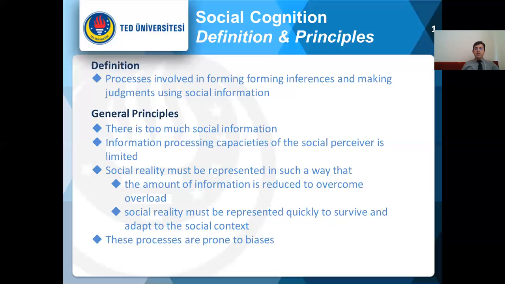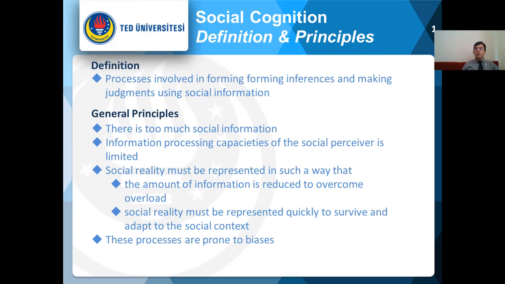And remember, information processing capacities of human beings or the social perceivers are limited. We have a short-term memory. We can process a limited amount of information in a given period of time. So we have to minimize the load of the outside information for our minds so that we can effectively work on this information to make sense of what's happening outside us. And social reality must be represented in such a way that the amount of information is reduced to overcome overload. So we try to minimize the amount of information.